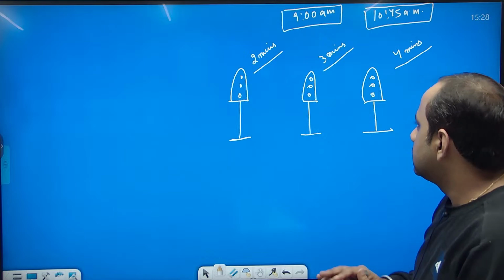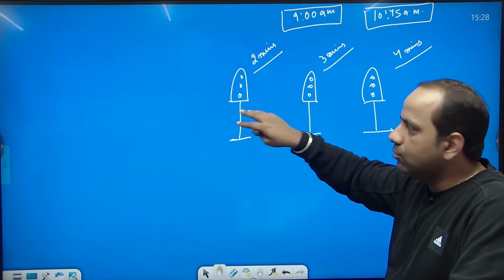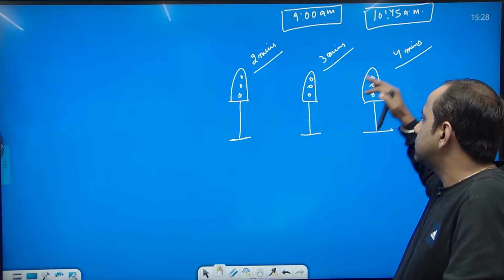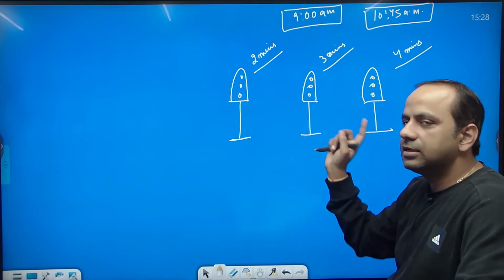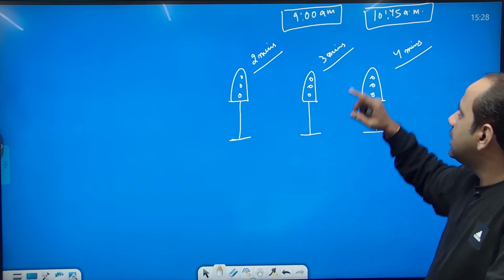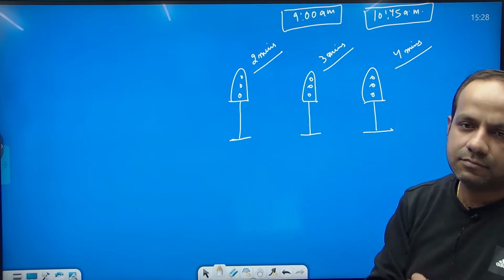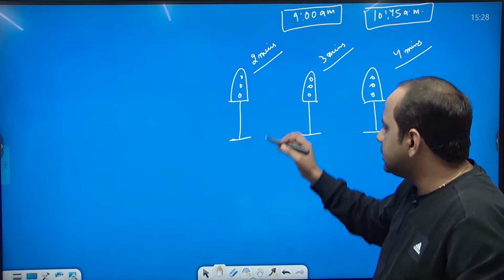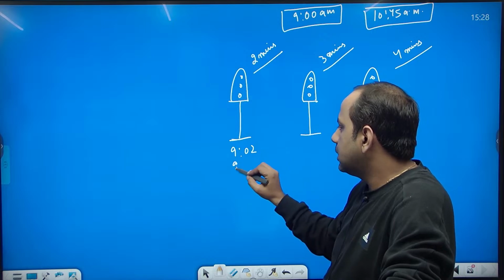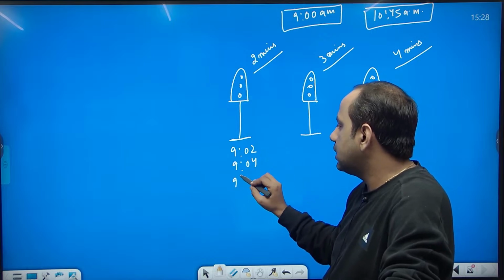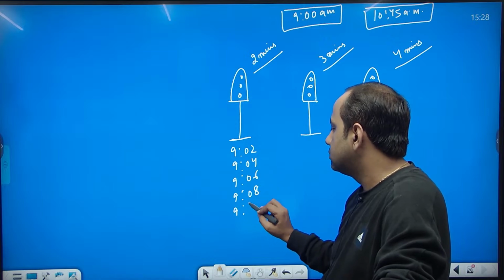I am repeating the question. These are the three traffic signals. This will become green after every 2 minutes, this after every 3 minutes, and this after every 4 minutes. At 9 a.m. all the three signals are green. You have to tell me that till 10:45 how many times they will be green altogether. So what we can do here, we can say that this first signal will be green again at 9:02, then 9:04, then 9:08, 9:10, and so on.